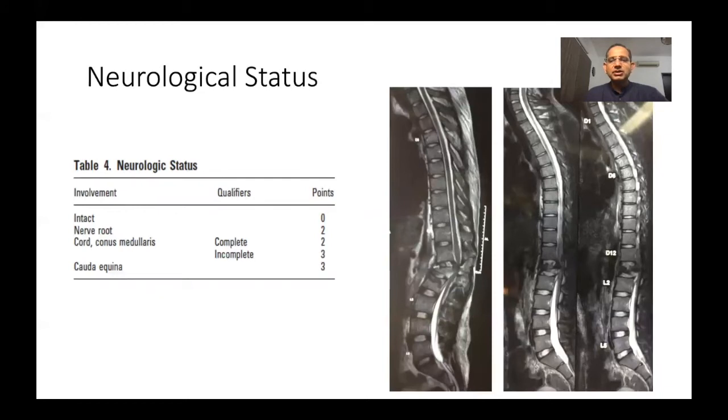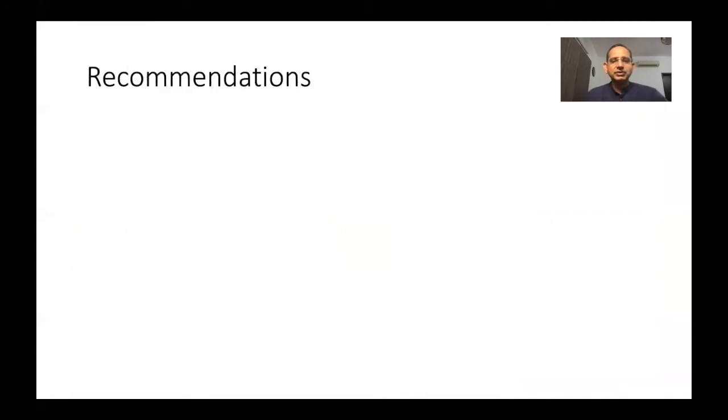Next was the neurological status of the patient. If it was intact, 0. If the patient had a nerve root problem, then the patient would be given 2 points. If there was a cord or a conus medullaris injury, but it was complete, then only 2 points were awarded. But if it was incomplete, then 3 points were awarded. And a cauda equina injury with a potential to recover was straight away given 3 points.